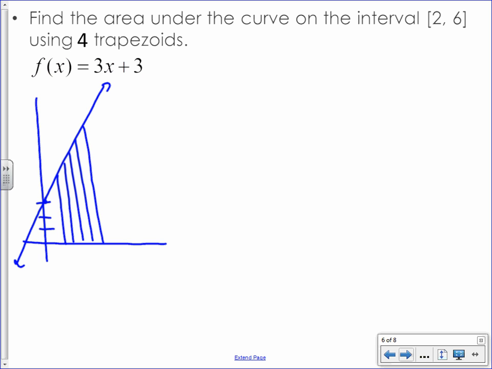Okay, this is what's happening. We have 4 trapezoids fitting very nicely under our curve. So the first thing we need to calculate is delta x, and we calculate delta x by 6 minus 2 divided by 4, which is 1.